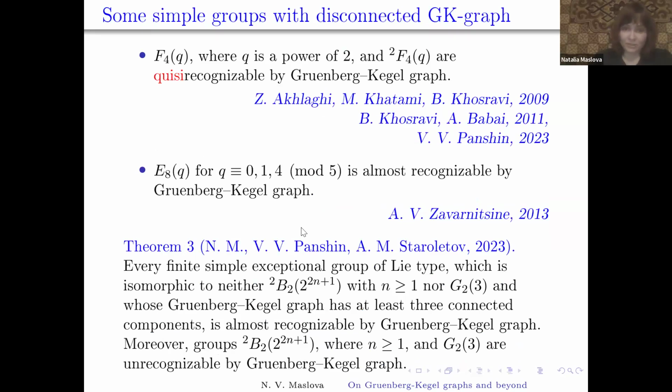Viktor Panshin, who was mentioned several minutes ago, Alexey Staroletov, he is also from Novosibirsk, and I have proved that if we take an exceptional group of Lie type with at least 3 connected components of its Gruenberg-Kegel graph, then, except for the case of Suzuki groups and G2(3), this group is almost recognizable by Gruenberg-Kegel graph. And the mentioned Suzuki groups and G2(3) are unrecognizable.